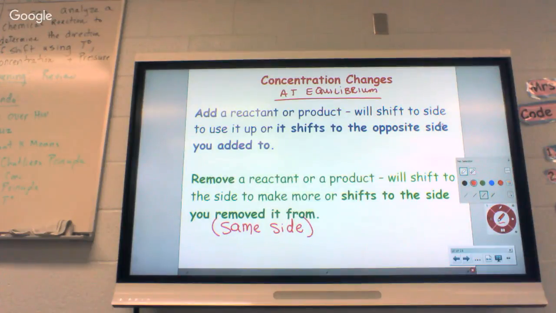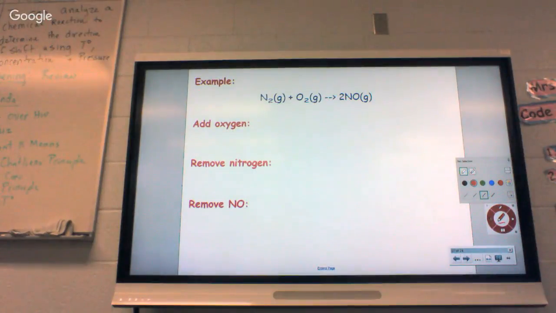All right, got it? Fine. So let's talk about applying. So here's the equation. And we're going to do three different things to this equation.